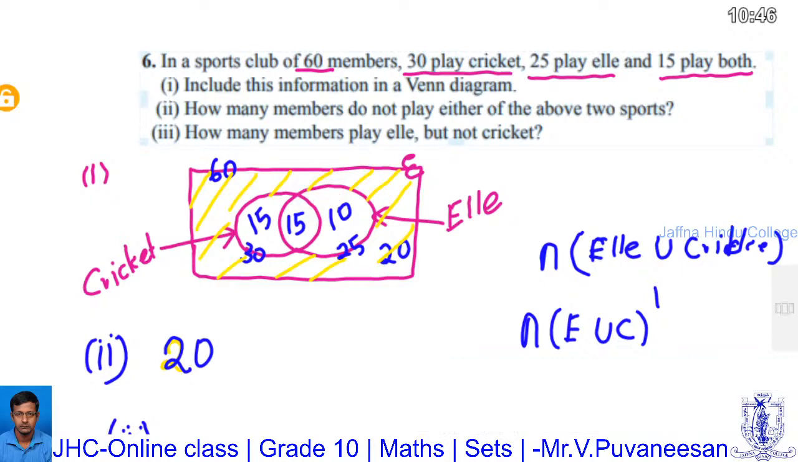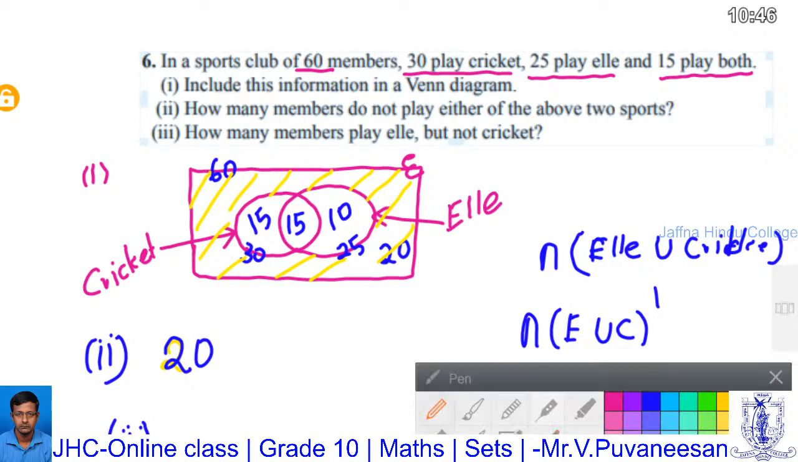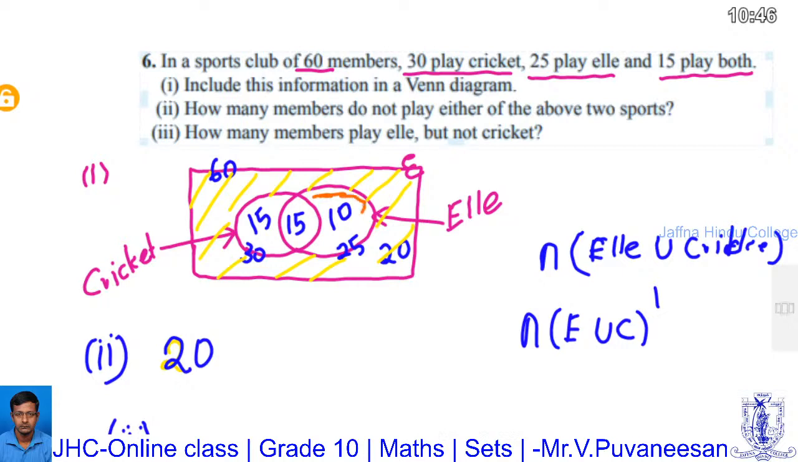This region means members who play LA but not cricket. How many members are in that region? 10 members. If you have any doubt you can ask, otherwise we move to the next question.